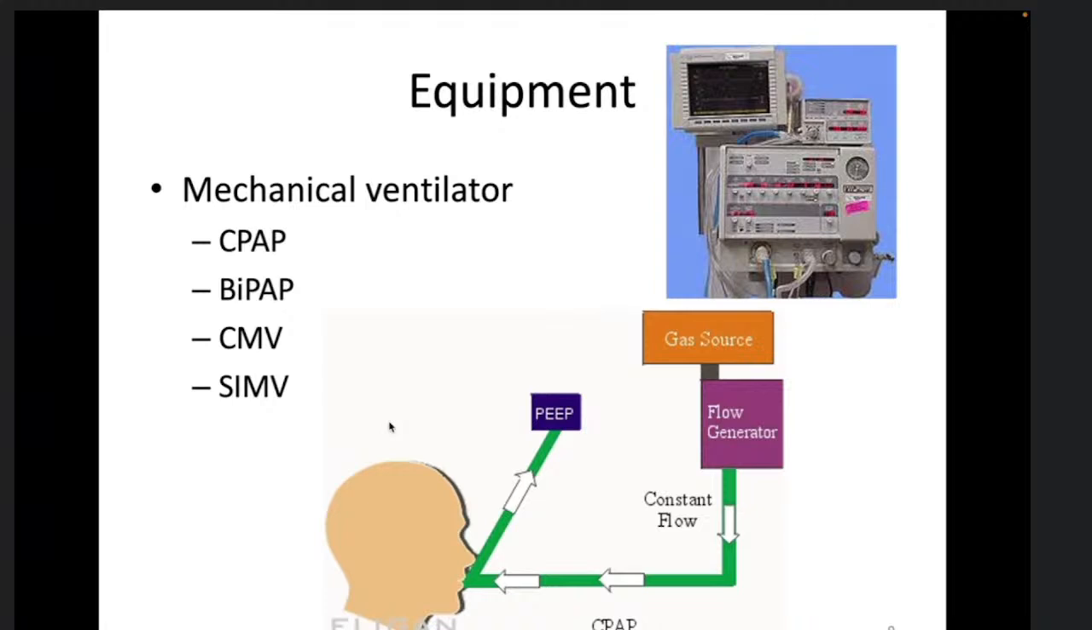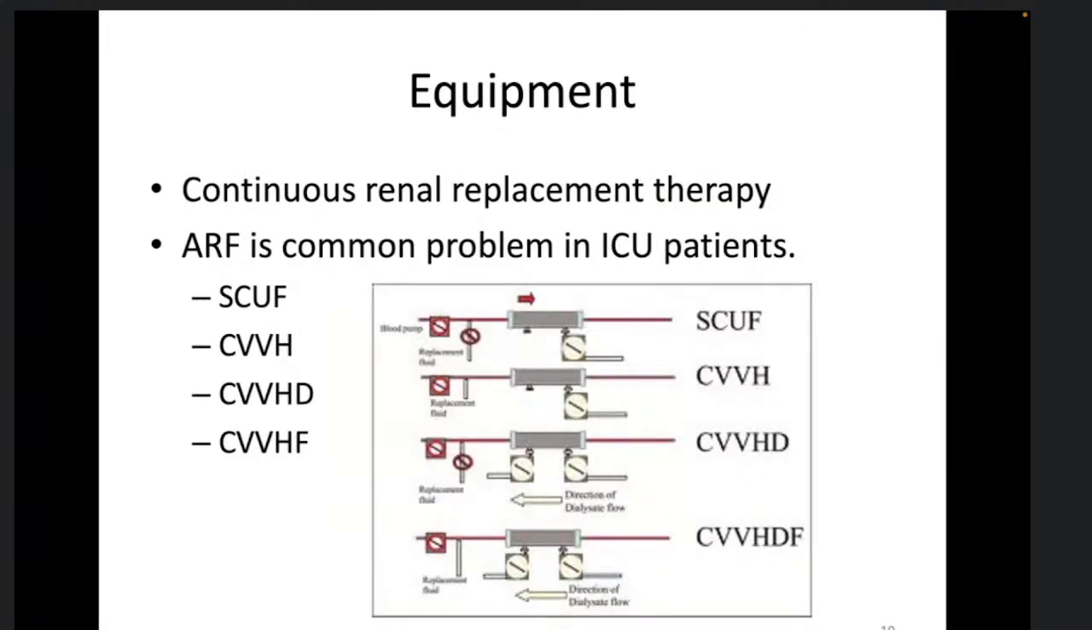Okay. Then kita ada continuous renal replacement therapy, CRRT. Also different modality depending on the requirement of the patient lah, how severe the kidney is, acute kidney injury, affecting the patient at that particular time lah. Okay.